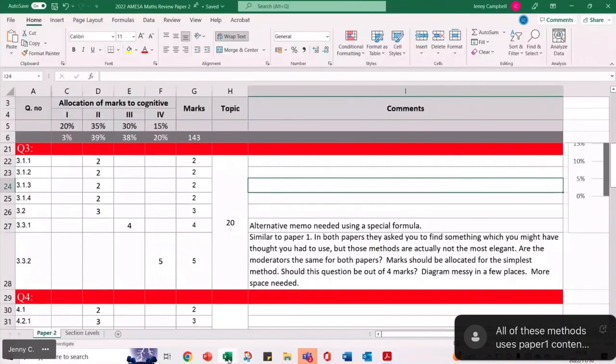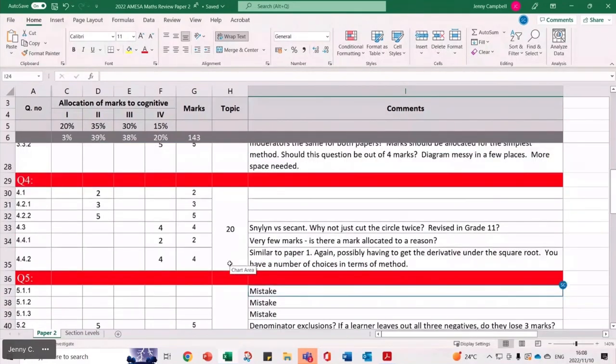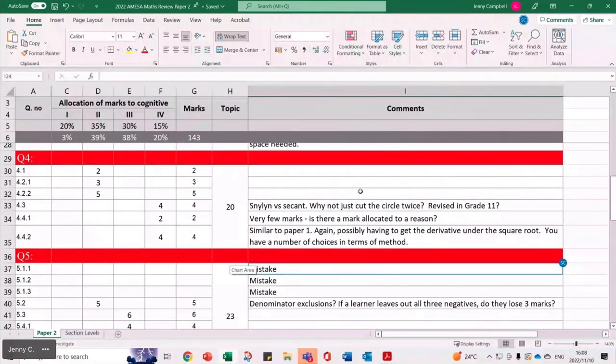Yeah, interesting comment. Okay, if we have a look at cognitive levels with question 4, what we put in there was we said the first 3 were all level 2. They were straightforward, typical questions. And then 4.3 we put into level 4. I don't know if you want to decide if you want to move that. And then 4.4, we put both of them into level 4 because it was completely unseen.